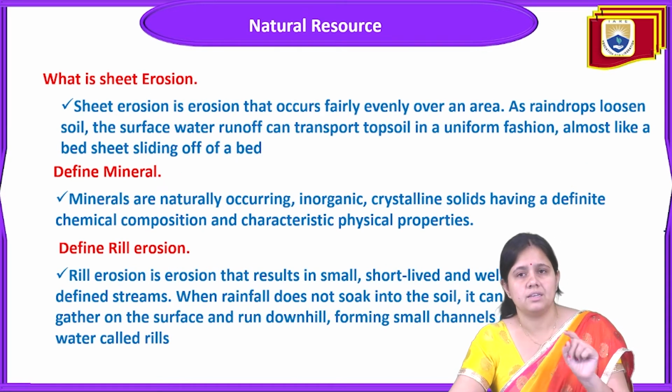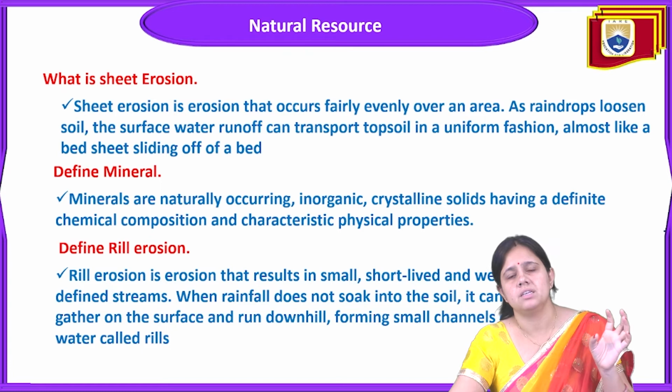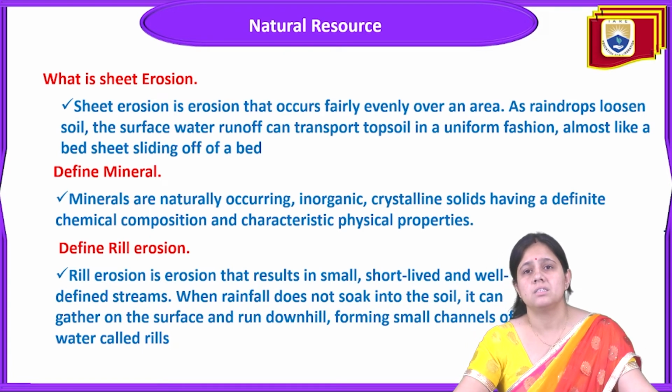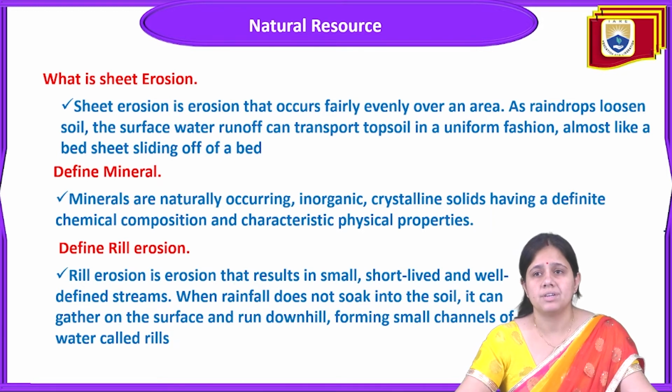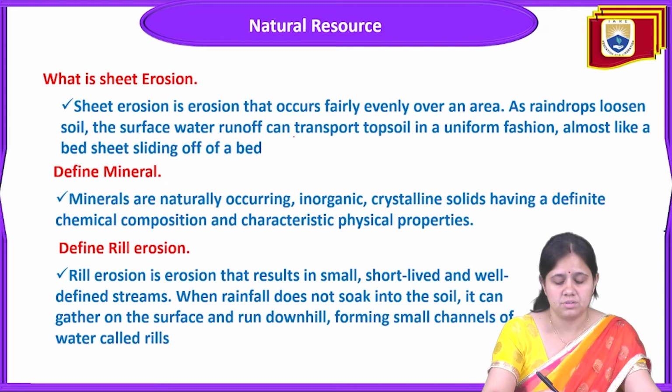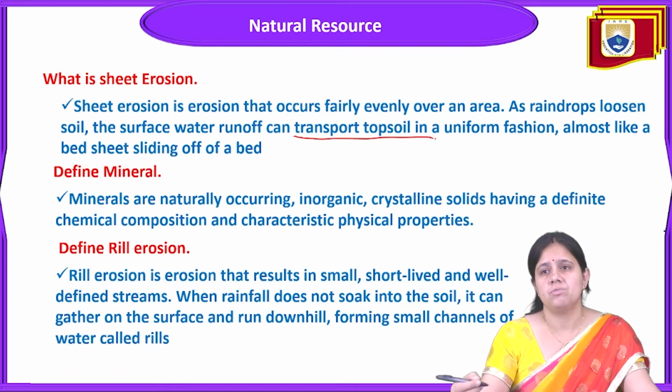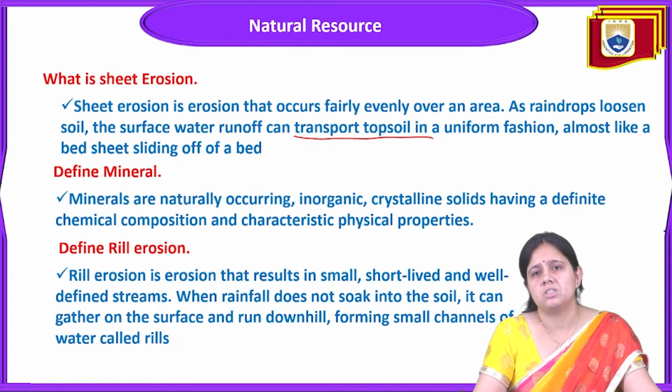Now, the next terminology related to erosion is sheet erosion. It means erosion that occurs fairly evenly over an area. Sometimes a raindrop falls on the soil surface, and the surface water runoff can transport topsoil in a uniform fashion, almost like a bedsheet sliding off a bed.